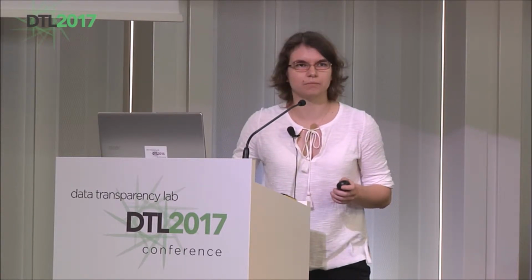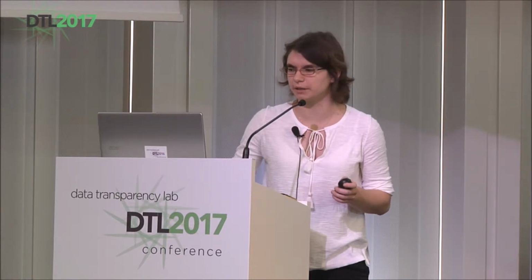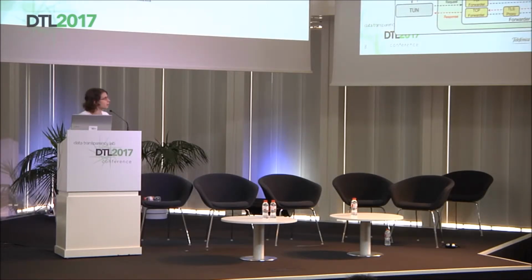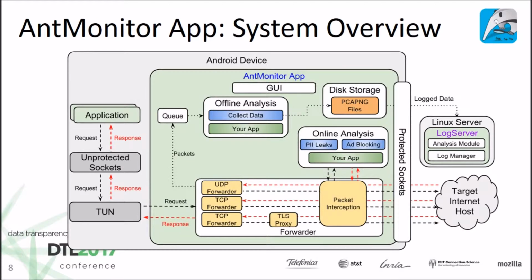So I'll briefly review the system that we presented last year. This is our application that we made available a few months after receiving the grant. The idea here is we intercept all the network traffic, then we can do some online analysis, such as detecting privacy leaks and maybe ad blocking. And you can imagine your own applications there as well. We also do offline analysis by putting the packets on a queue, and any computationally expensive operations you can perform there offline. For us, it was data collection. For you, it could be something else.